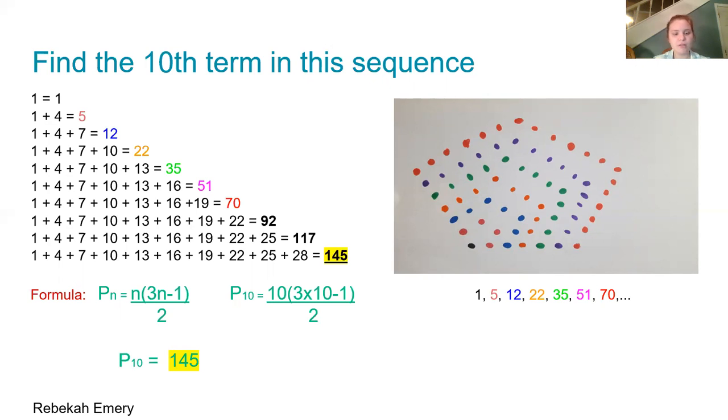The formula for a pentagonal number is Pn equals n times 3n minus 1, divided by 2. Using this formula, you can find any pentagonal number in this sequence. For instance, if we plug in the number 10 for n in this equation, you can see that it gives us the correct pentagonal number for the 10th number in the sequence, which is 145.